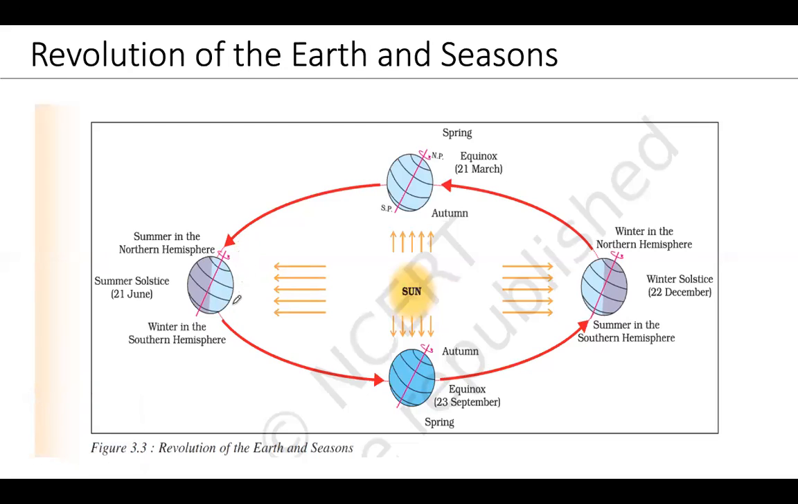So this is 0 degree, this is 23.5 north, and this is 66.5 north. This 23.5 degree angle is adjusted here, so the sun rays fall exactly on this 23.5. That's why they call this one as the Tropic of Cancer. Whereas in this area, when the sun is in this position, see here the sun is directly falling on the southern hemisphere.